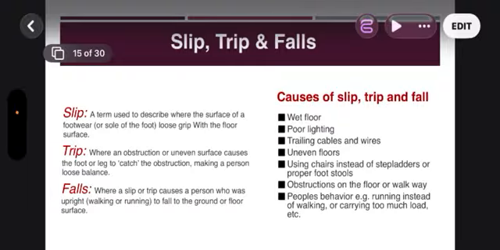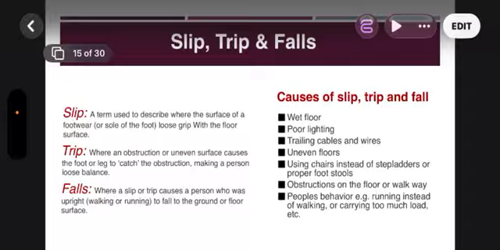Let's look at the word STF: slip, trip, and fall. This is a common form of accident at workplace. Workers may slip, they may trip, and they may fall. Why are we talking about this? As a safety officer, you must learn to differentiate the three. They are not the same.